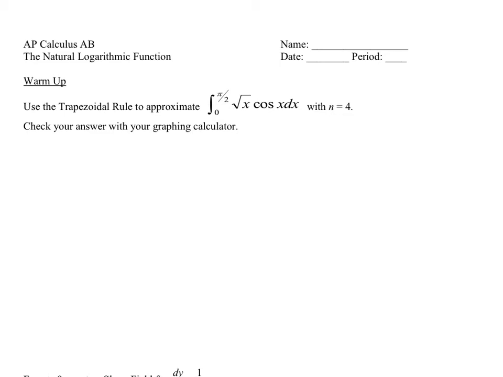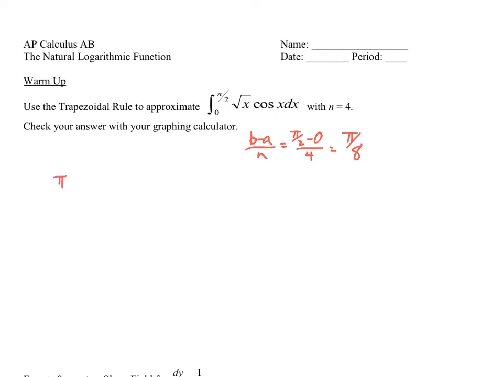So here we're going to use the trapezoid rule to approximate this integral. This is an integral we can't do with an antiderivative, with n equals 4. Okay, so if we're going to go from 0 to pi over 2 with 4 trapezoids, we've got to do b minus a over n, which is going to be pi over 2 minus 0 over 4, which is pi over 8.